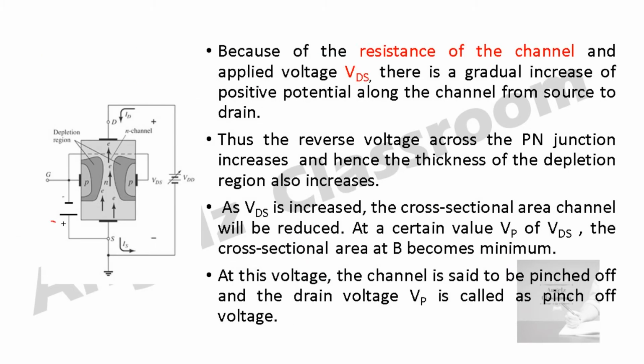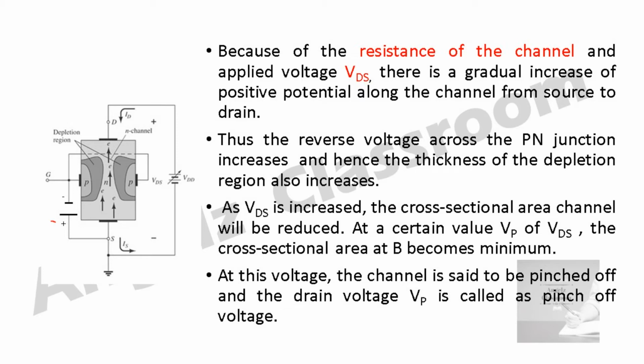So because of the resistance of the channel and the applied voltage, there is a gradual increase in the positive potential along the channel, that is from your source to drain. The majority carriers, that is the electrons, start to flow from the source to your drain, so the conventional current will be opposite to that. So the drain current will be from drain to source.